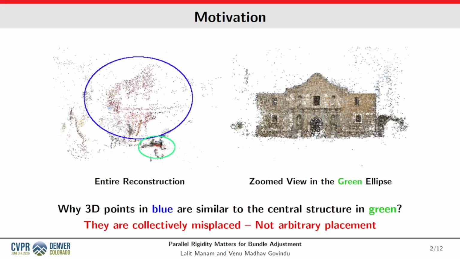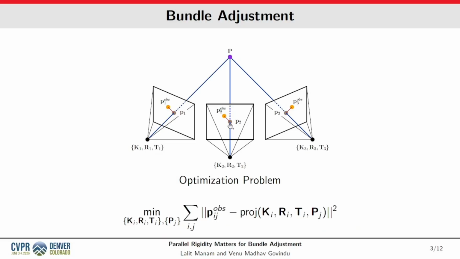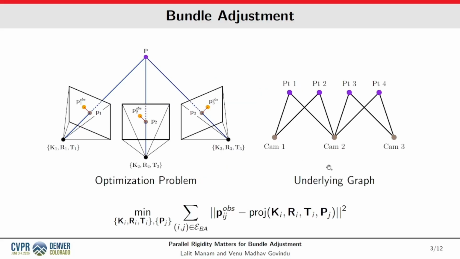To analyze why these 3D points are misplaced, we look at the problem of bundle adjustment, which optimizes for camera parameters and 3D points. It minimizes the projections of the 3D points to that of the 2D observations on the image plane. We note that this optimization problem has an underlying graph, where one set of nodes is the cameras, while the other set of nodes is the 3D points. Each edge represents which camera sees which 3D point.